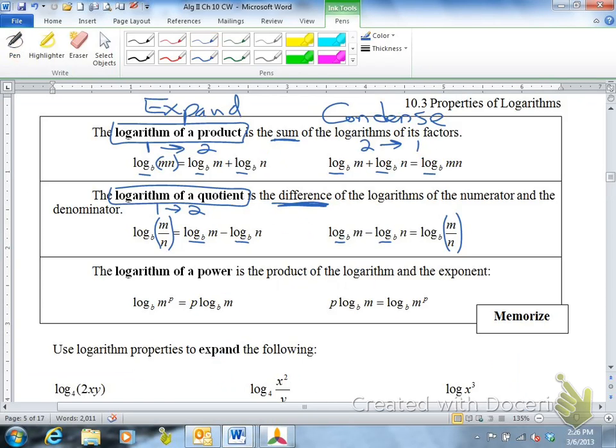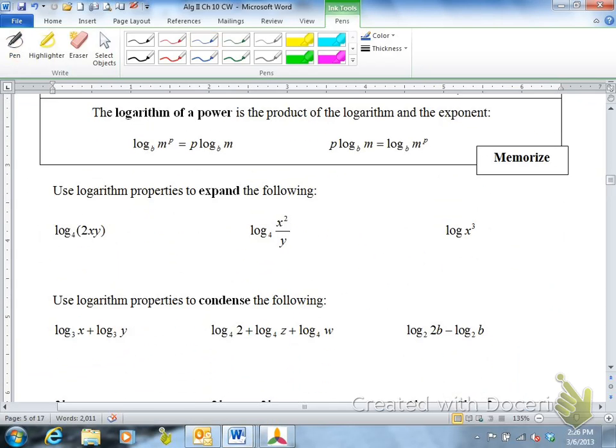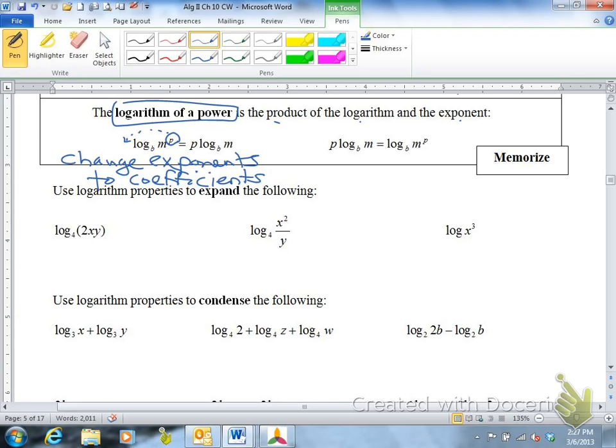And the last property is a logarithm of a power. The logarithm of a power is the product of the log and the exponent. So this basically means you can change exponents to coefficients. So if you have an exponent on your m, you can move that to be a product out in front of the log. So right there. You can also go the other way. If you have a coefficient of p, you can move that to be an exponent on m. So it's right here now.